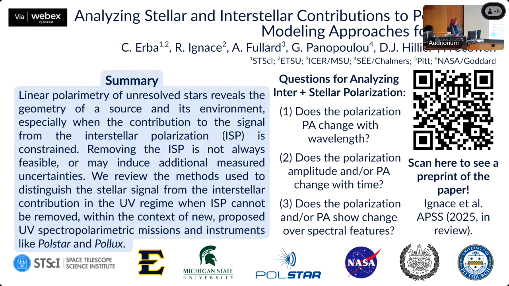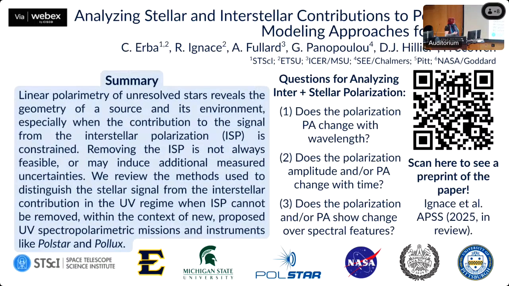Anyway, the environments near O and B type stars can be quite complex. And of course, polarimetry, in particular linear polarimetry, can help us to disentangle the symmetry breaking elements that affect the geometry of circumstellar environments. So ideally we would isolate the stellar signal just by removing the contribution from the interstellar polarization, but that's not always possible.